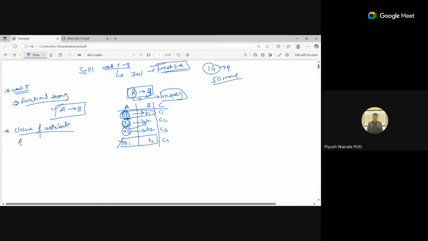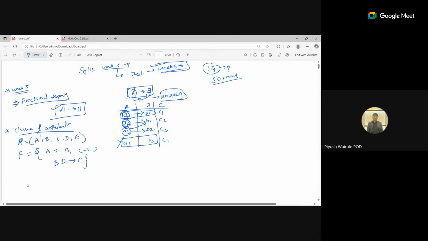Let's say, for example, I have this relation R having the attributes A, B, C, D, E. And here we have functional dependencies like this: A determines B, C determines D, and BD determines C. Let's say only C here, right? So we have these particular functional dependencies here, right?